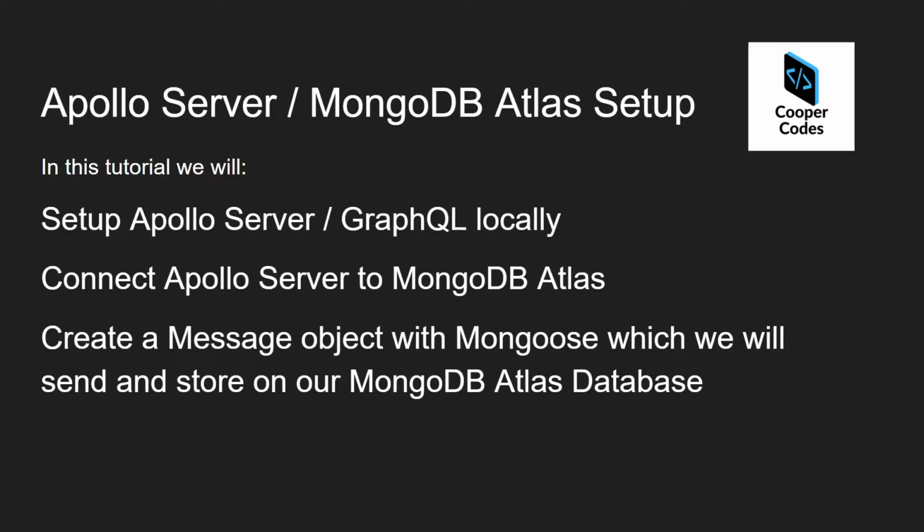In this tutorial, we're going to set up our Apollo server in GraphQL locally, connect that server to MongoDB Atlas, and then create a message object which we will use to send and store data on the MongoDB Atlas database. All right, let's get into it.